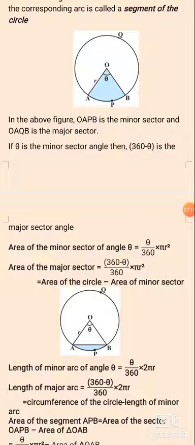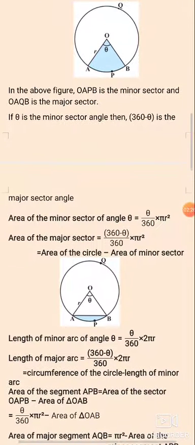So listen, the length of the arc means the boundary portion. So we want to consider the circumference of the circle equation. Now the length of the major arc, that is AQB, is equal to 360 minus theta by 360 into 2 pi r. Or another way, the total circumference of the circle minus length of the minor arc.